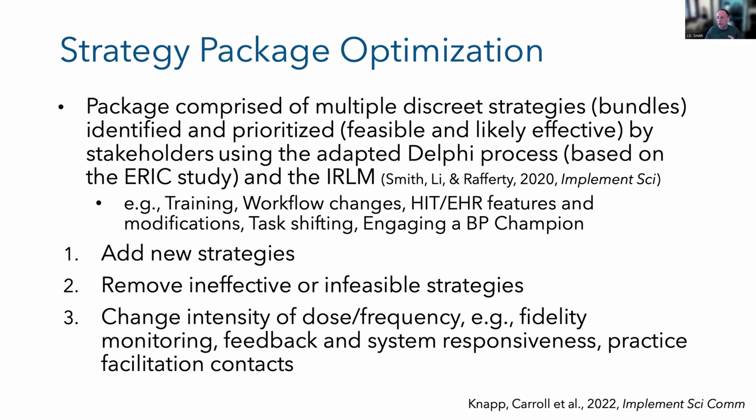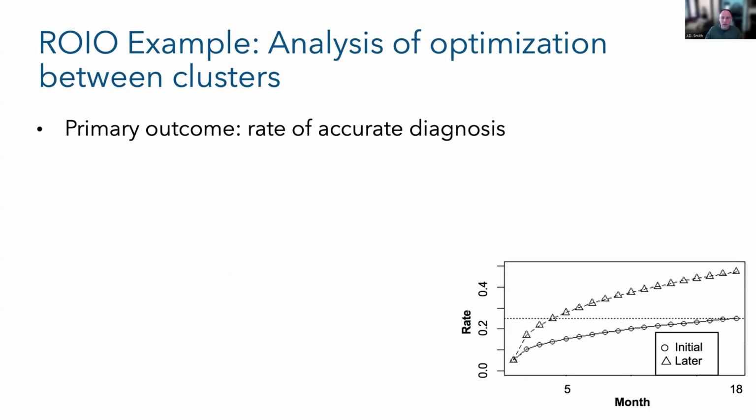You can also change the strategy itself without removing it or adding to it by changing the intensity, like the dose or the frequency, potentially changing the person that does it. So the actor: maybe you realize that, hey, the physician's not doing this, but actually the MA could. And so a task shifting type approach, not changing the strategy, just changing who actually does it and who's responsible. So how do you actually analyze this?